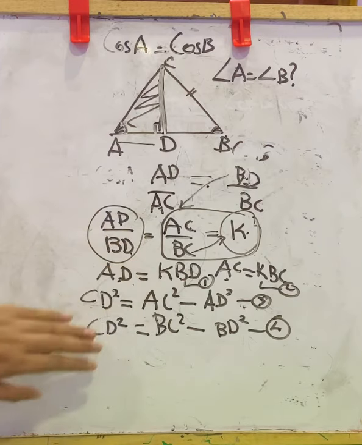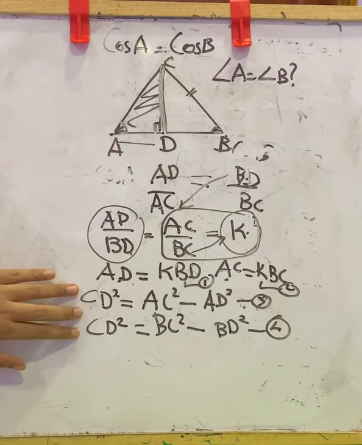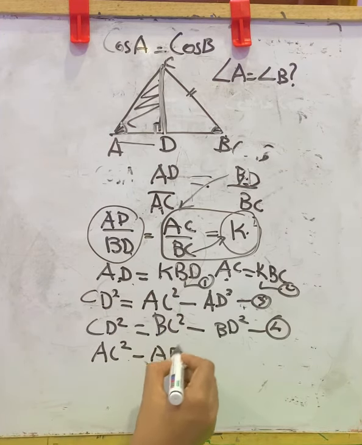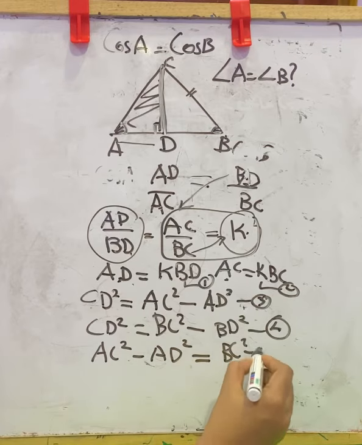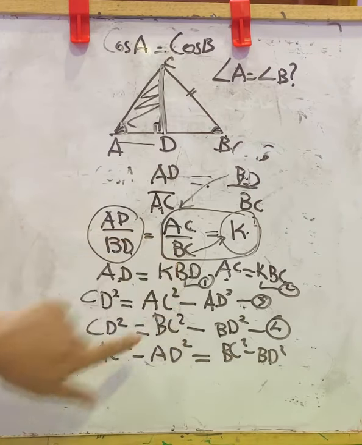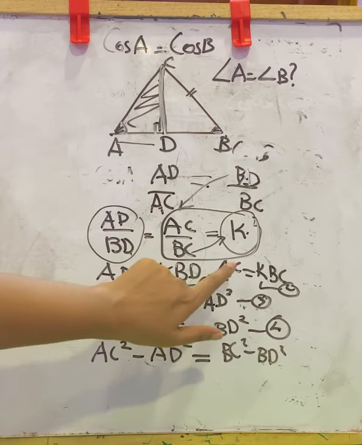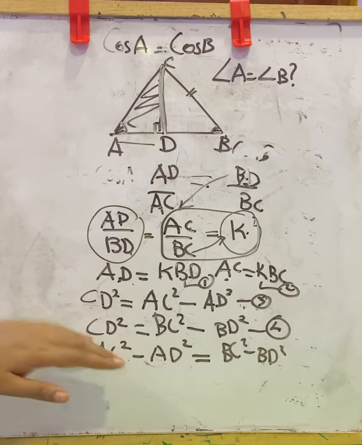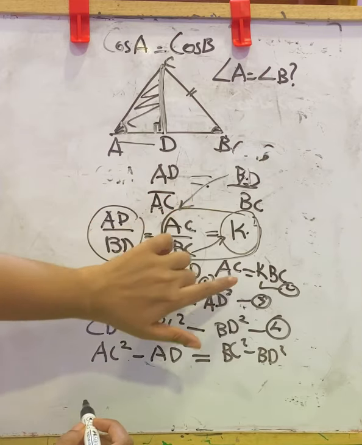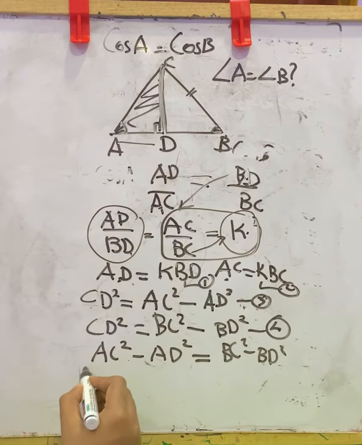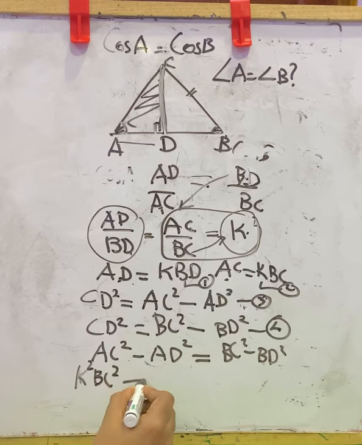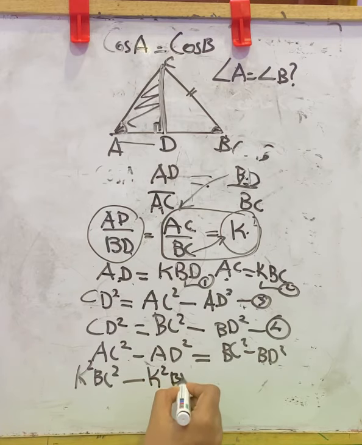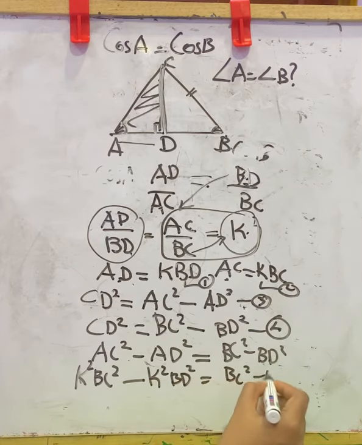From 3 and 4, you can see the LHS part is equal. So we can write these two as equal. That is AC square minus AD square is equal to BC square minus BD square. Now on the left hand side, you can see AC square and AD square. We know AC is KBC and AD is KBD. Let us substitute those. AC is KBC, so its square is K square BC square, minus AD is KBD, so AD square is K square BD square, equals BC square minus BD square.